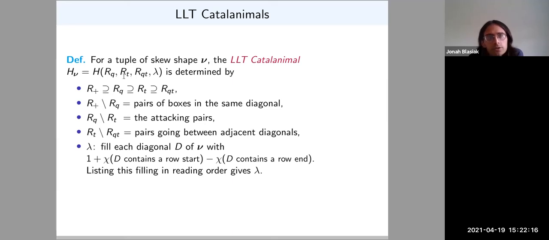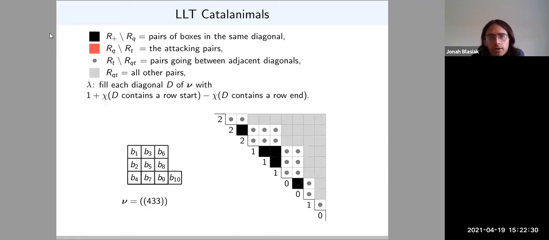So now the way we describe this object is as follows. The set difference is the full root set minus the Q root set, in other words, the non-Q roots. These correspond to pairs of boxes in the same diagonal. Let me flip to an example now, it's more useful. Here my tuple is just a single shape, so this is the case of a Schur function LLT polynomial. And here's the diagonal reading order, like we talked about before.